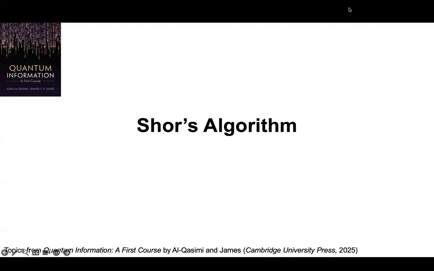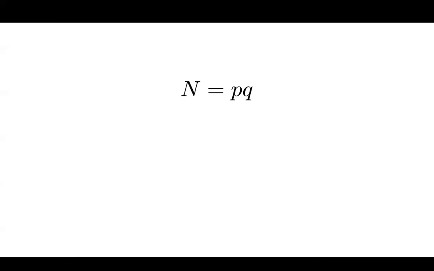Hello everyone. In this video, we will talk about Shor's algorithm, which is an algorithm that relates finding the period of a certain function f to the prime factors of a number n. We start with a large number n, which equals the product of the two prime numbers p and q, and we can assume that p is greater than q.